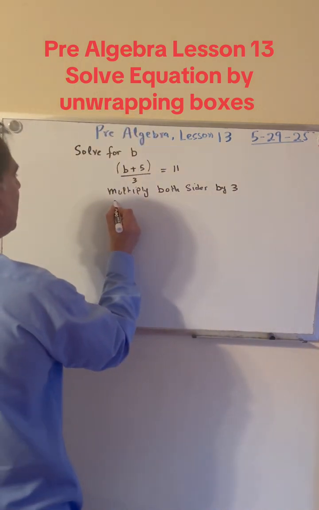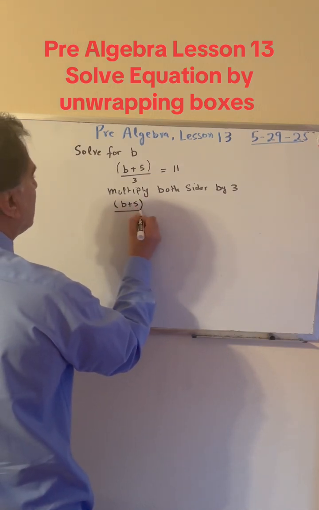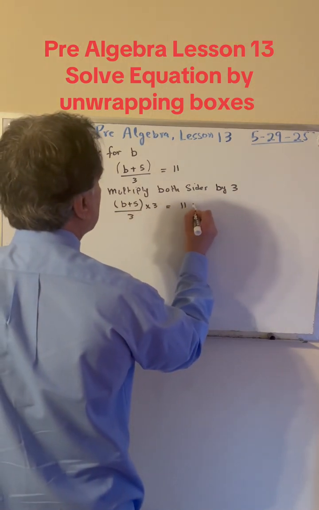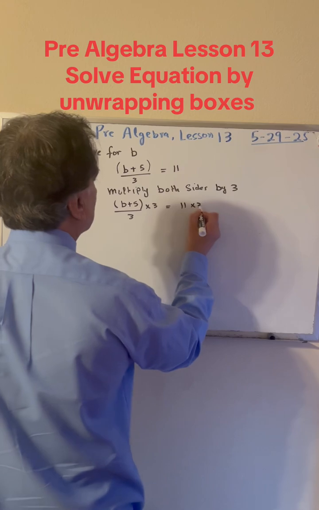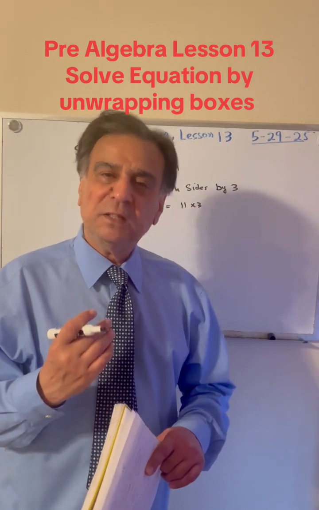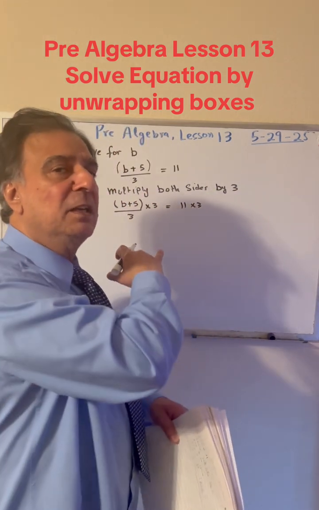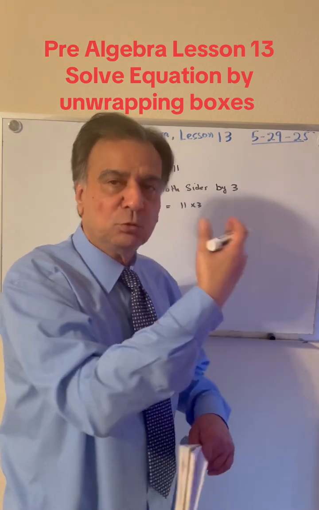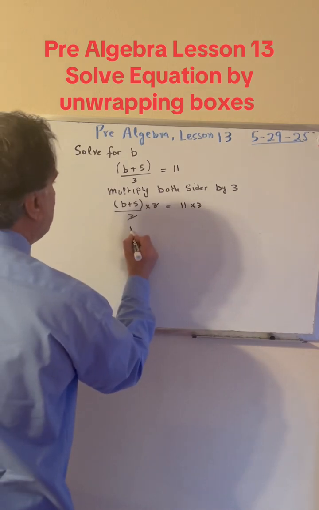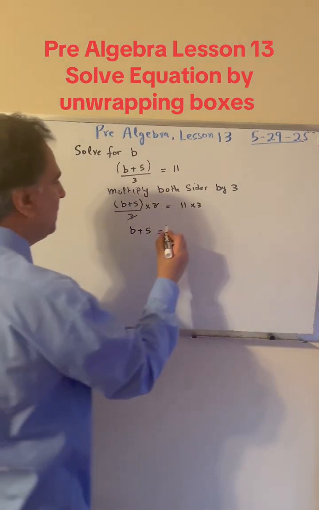So when I do that, I have b plus 5 divided by 3 multiplied by 3 is equal to 11 multiplied by 3. Okay, if I do something on the left hand side of the equation, I have to do the same thing on the right hand side. If I add something on the left hand side, I have to add the same number on the right hand side, and so forth. So this 3 right here cancels. Then I'm left with b plus 5 is equal to 11 times 3, which is 33.